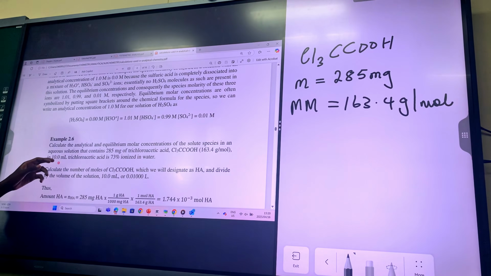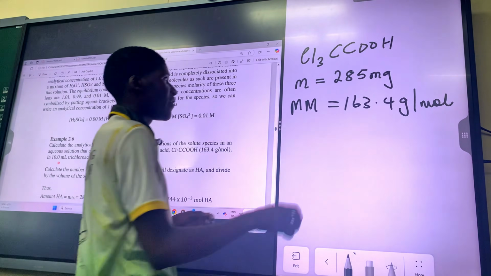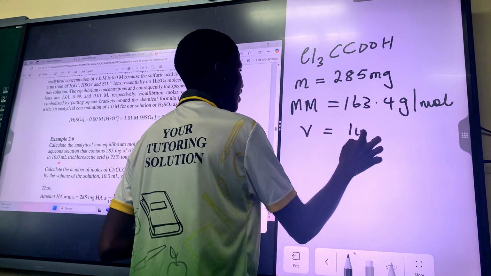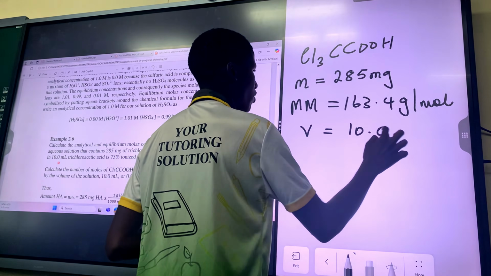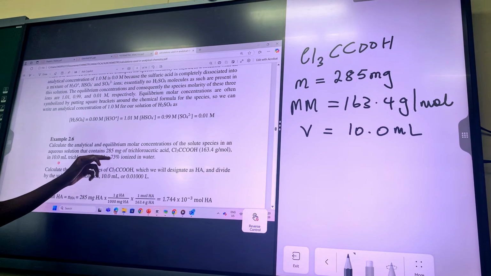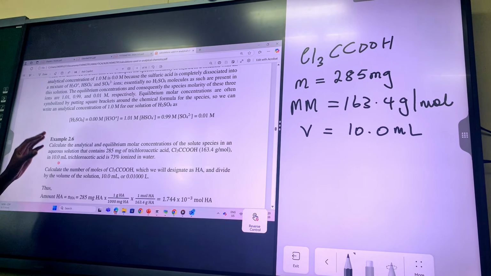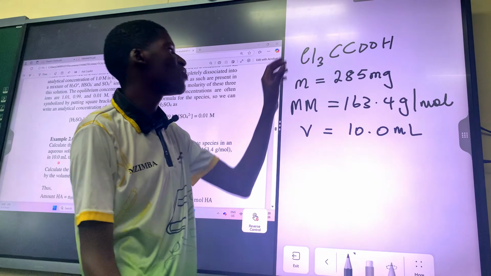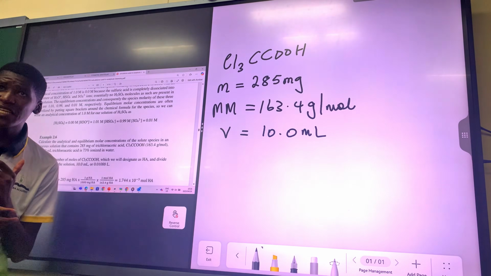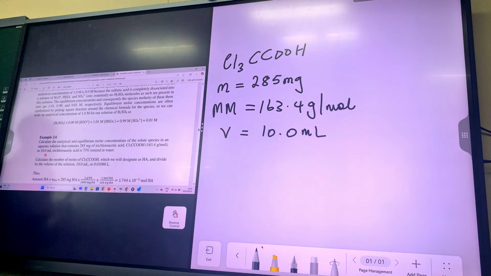And then in an aqueous solution, in 10 milliliters. What do we measure in milliliters? It's a volume. So the volume that we have there is going to be equal to 10.0 milliliters. Trichloroacetic acid is 73% ionized in water. When you dissolve the trichloroacetic acid in water, only 73% of it will ionize.